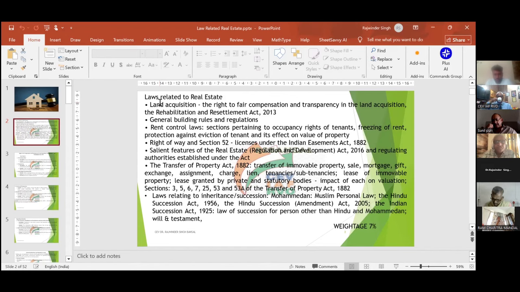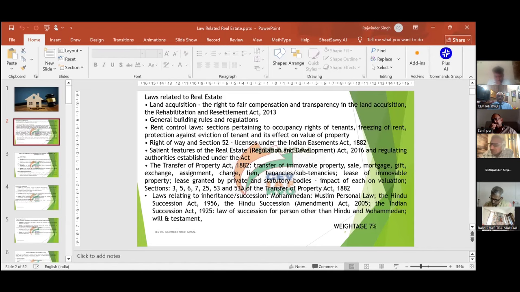Then we have to study right of way and section 52 licenses under the Indian Easement Act 1882. Then we have to study salient features of the Real Estate Regulation and Development Act 2016. Basically it is RERA, which you all know, the RERA Act, which is for regulating the construction.